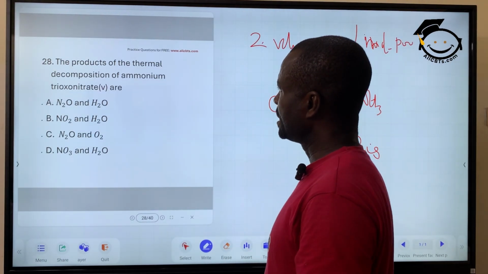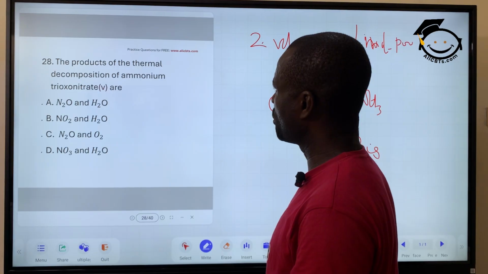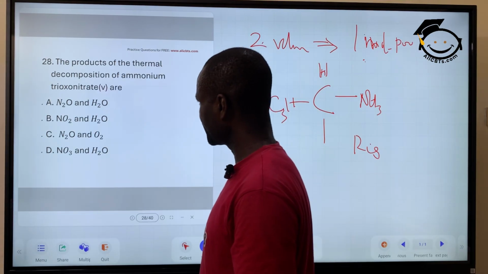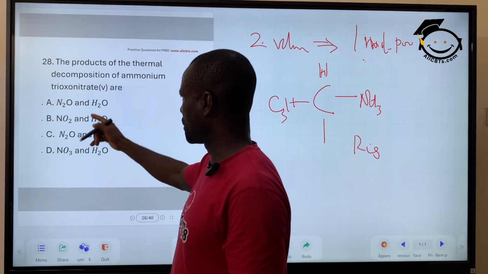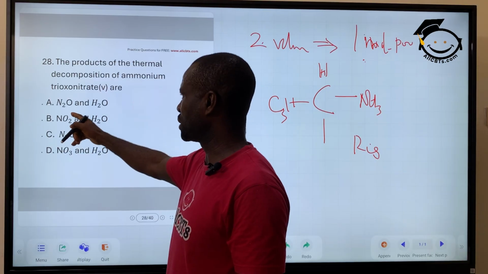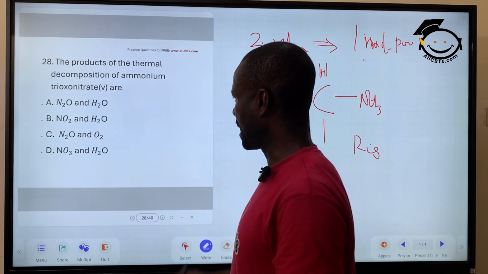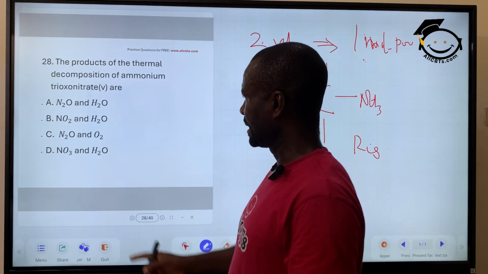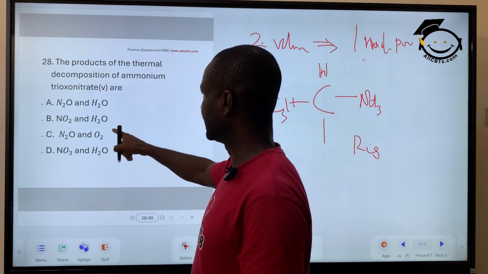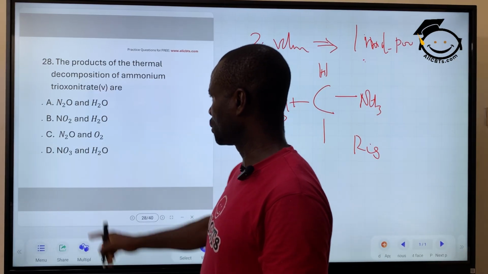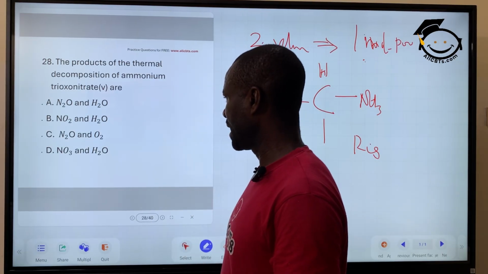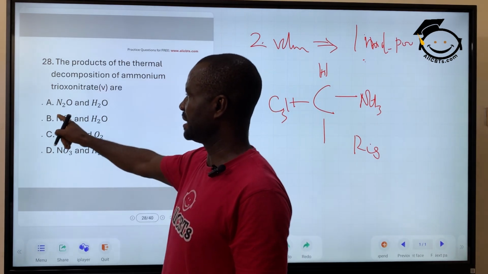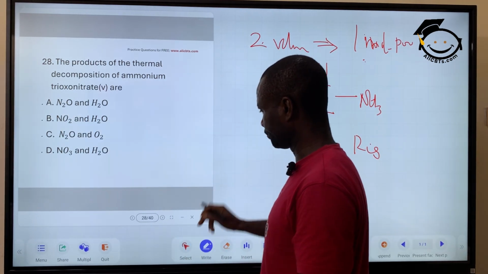Number 28. The product of thermal decomposition of ammonium trioxonitrate(V). I think this question came up some time ago. So we have this product N2O, that is nitrogen(I) oxide. That was in words, but this is in formula. Nitrogen(I) oxide and water, nitrogen(IV) oxide and water, nitrogen(I) oxide and oxygen, NO3 and water. There's no substance like NO3. The correct answer is A, nitrogen(I) oxide and water. Correct answer.